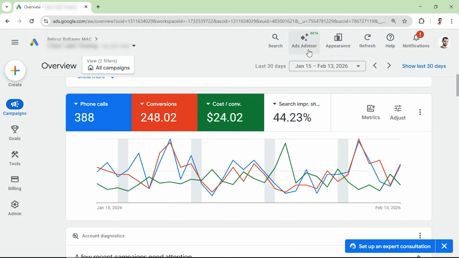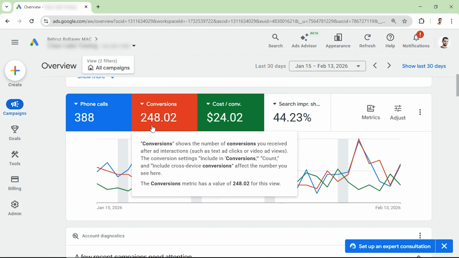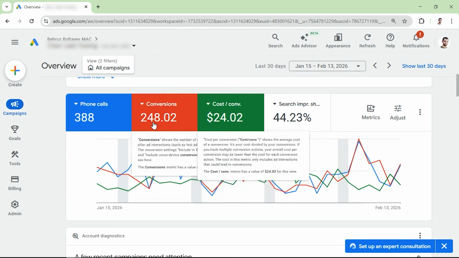This is one of our example accounts, and as you can see, in the last 30 days, we've generated 388 phone calls and around 248 conversions. And with the data-driven attribution model, you might see numbers like 248.02. And this cost per conversion is calculated based on this number.